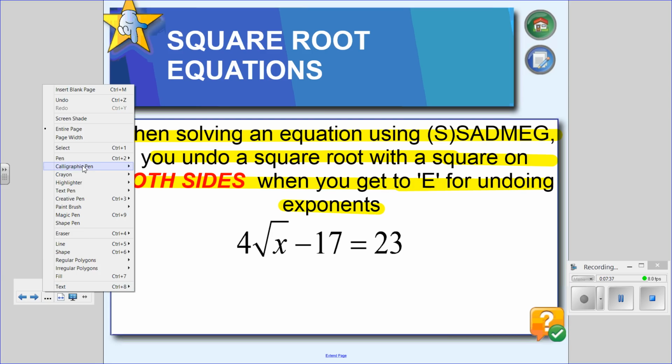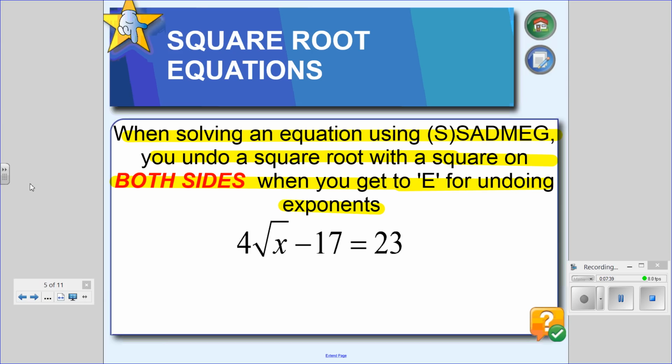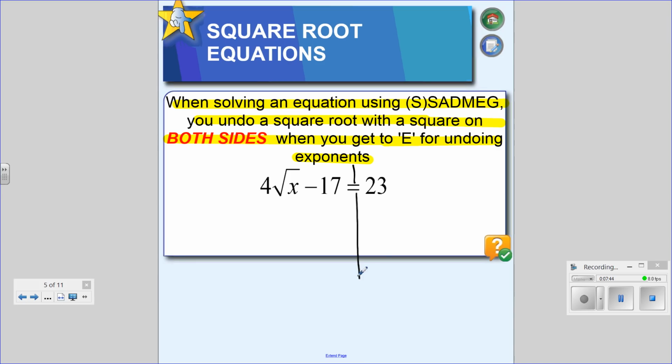All right, so let's go ahead and put up a wall, and let's get a square root equation. So this is an ugly looking equation. There's this weird funky thing that's happening to x right now. Let's put up SADMEG on the side of the notes. And I have to undo any addition or subtraction first. I'm going to add 17 to both sides. Then simplify. Cancels out on this side. Now I have to evaluate 23 plus 17, which I believe to be 40.